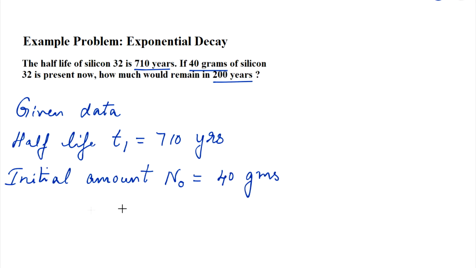Now we have also got the time given. Now let's call this time T2. Now T2 is 200 years.